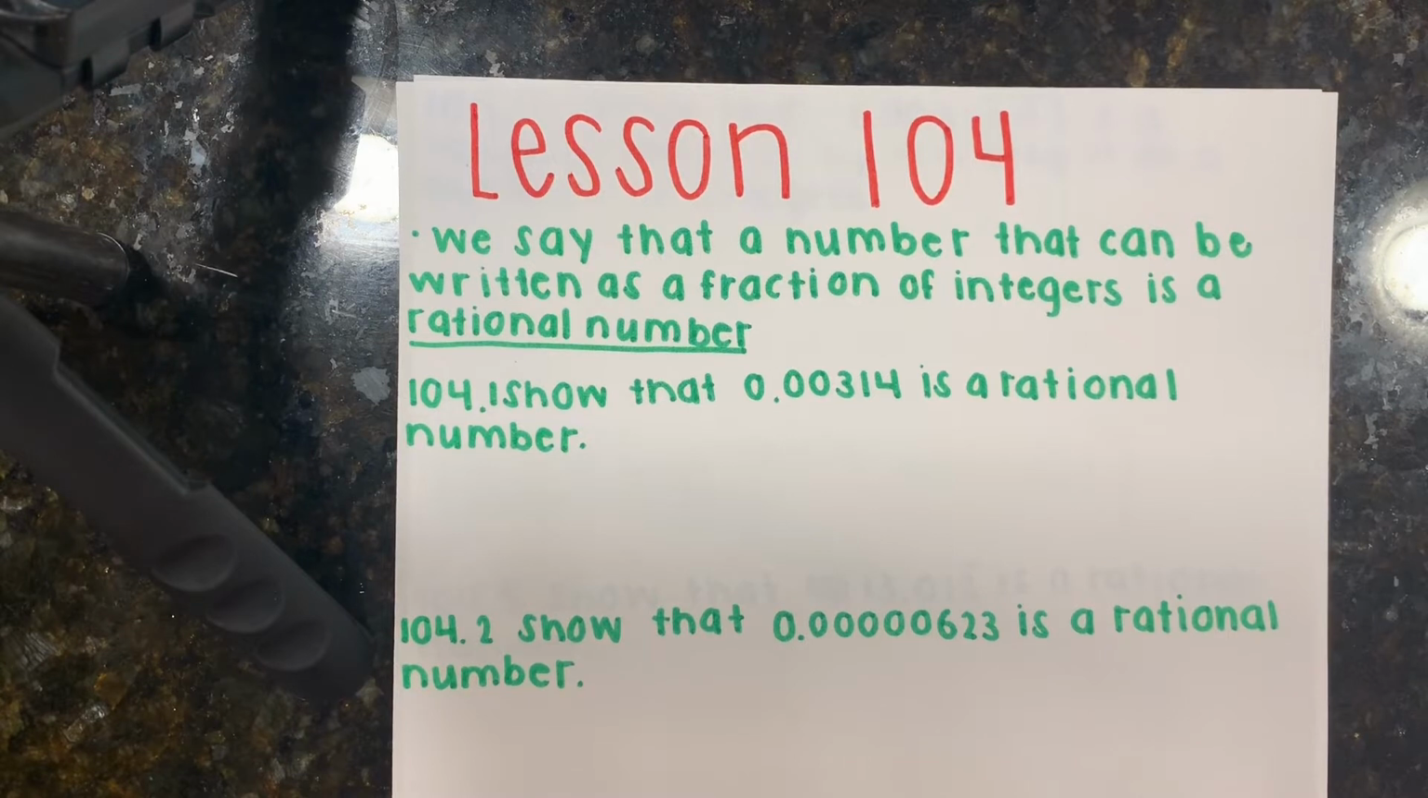So to start off, we say that a number that can be written as a fraction of integers is a rational number. So that's what we're trying to do. We're trying to write these decimal numbers as rational numbers, so written as fractions. And in order to do that, I'm going to just show you some examples. We're going to do 104.1 and 104.2. And then I'm going to also show you how to do this with repeating decimals as well.